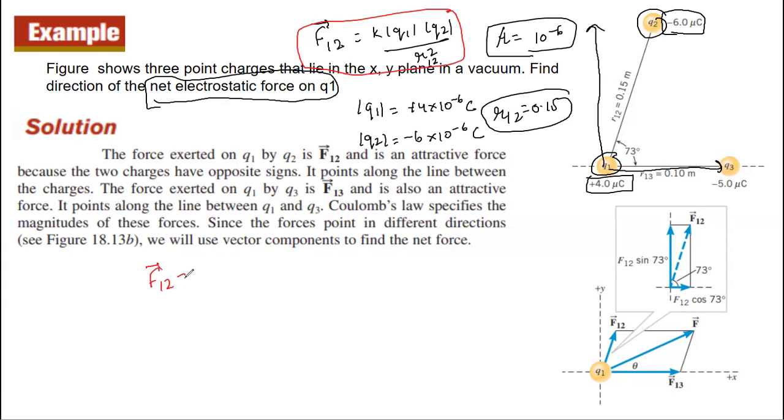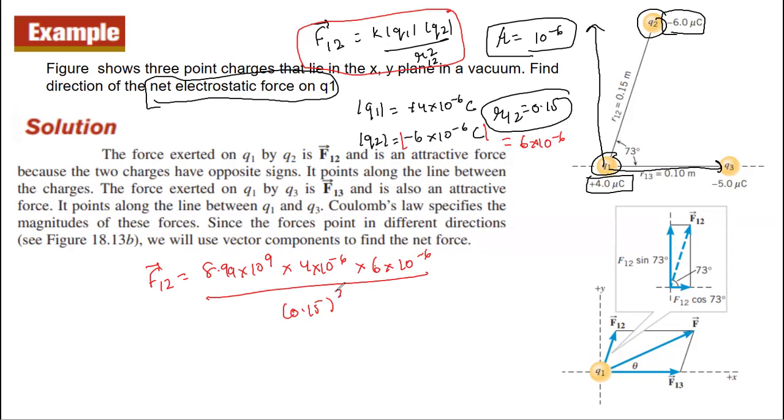So F12, 8.99 into 10 to the power 9. Q1 is 4 into 10 to the power -6. You can pause the video over here. You can try doing the calculation on your own and then come back and check if you did it right. So R12, 0.15 square.